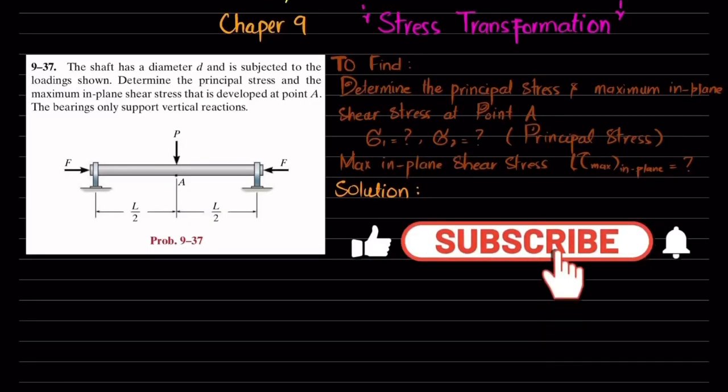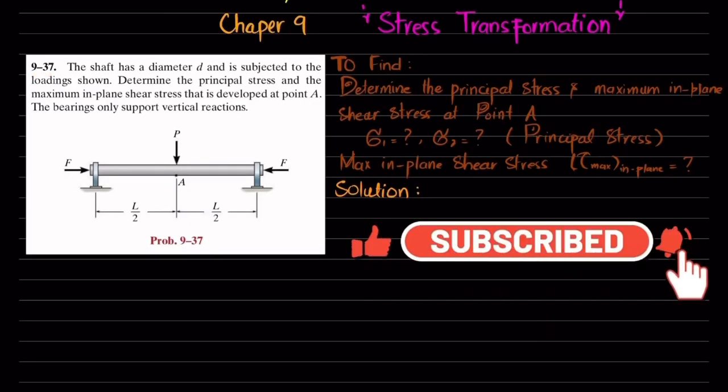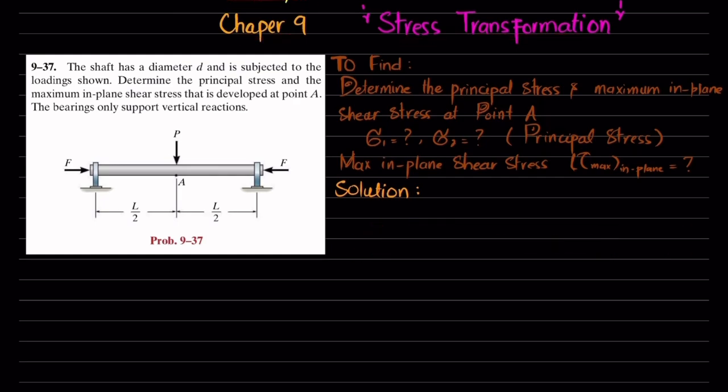Welcome back. Problem 9-37. This problem is taken from chapter number 9, that is stress transformation, and the book name is Mechanics of Materials by R.C. Hibbeler. So the statement is: the shaft has a diameter d and is subjected to the loading shown. Determine the principal stress and the maximum in-plane shear stress that is developed at point A.